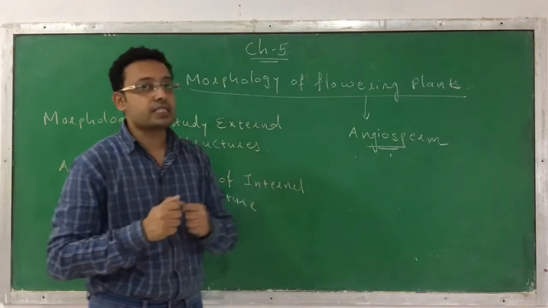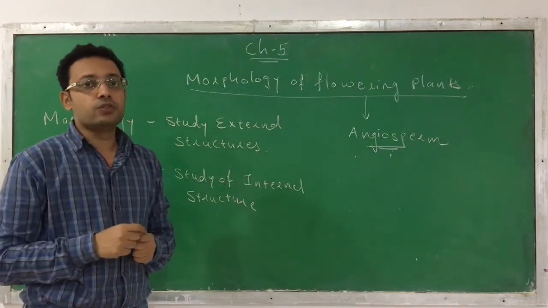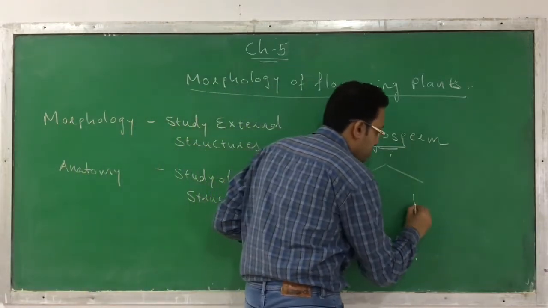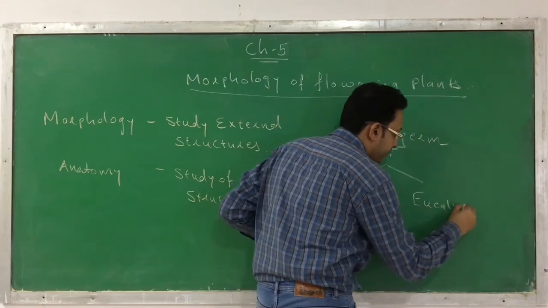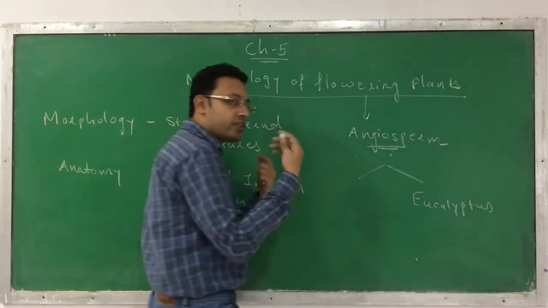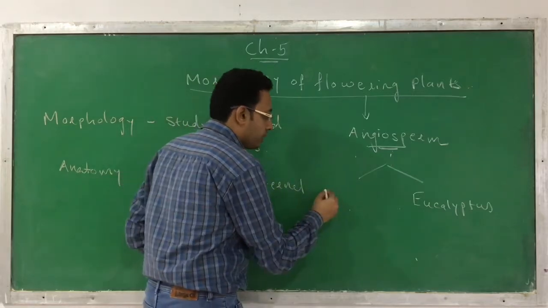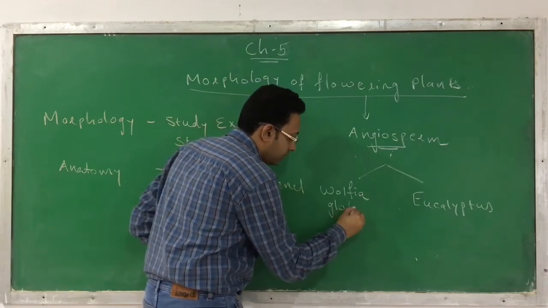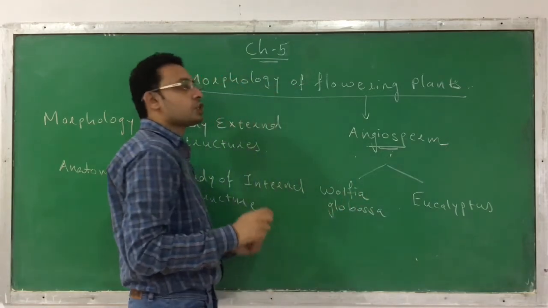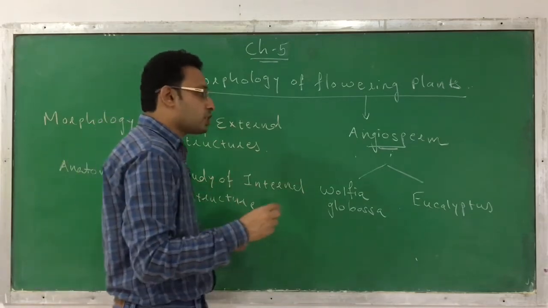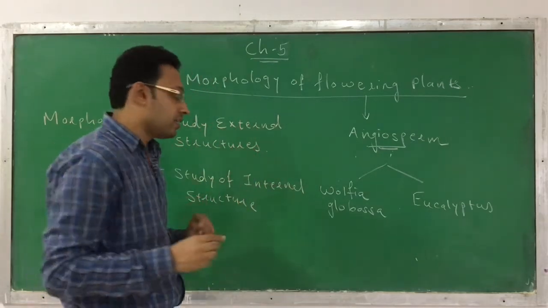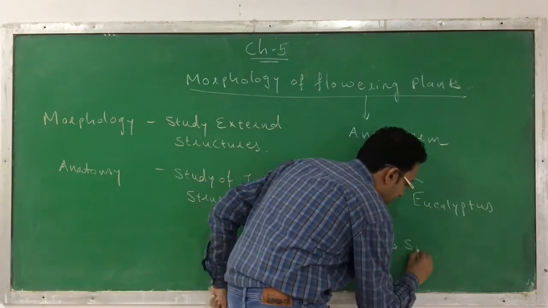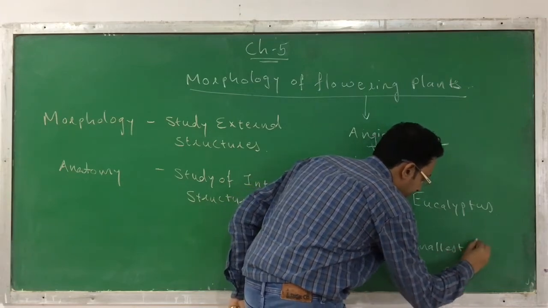Now, before I start this, I would like to focus on which is the largest angiosperm. The largest angiosperm that exists is the Eucalyptus species. We have already discussed this. The smallest angiosperm is Wolffia, or Wolffia globosa. When you talk about the smallest aquatic plant, then it is Lemna. You have to remember that. What is Lemna? It is the smallest aquatic plant.